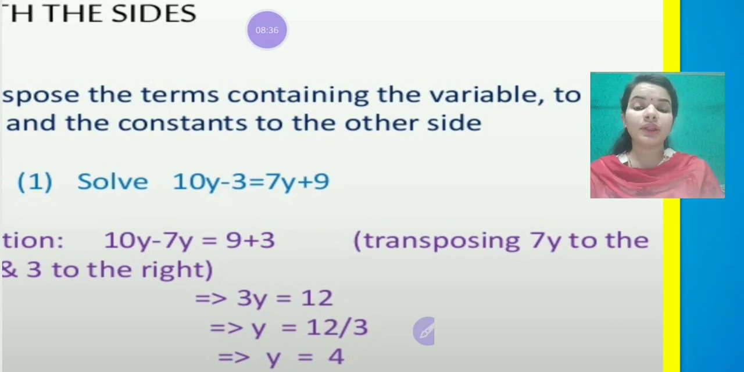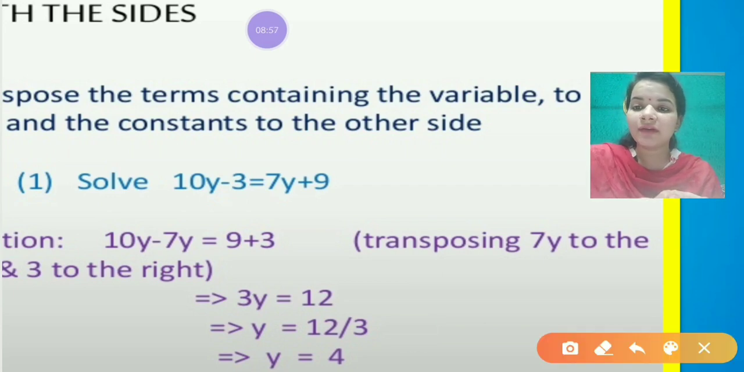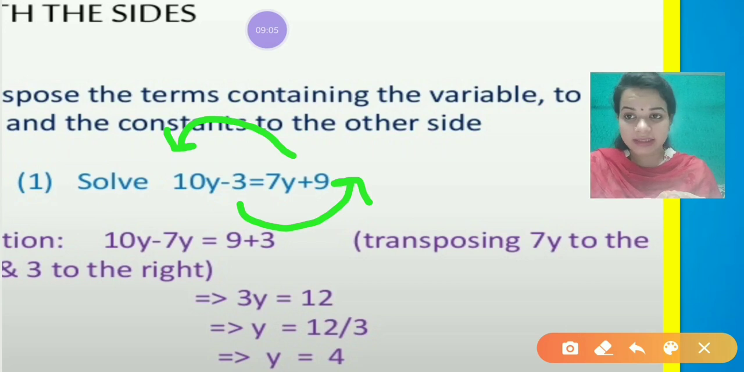So what to do in this case? Children, all the terms with the variable will come on the left hand side and the constants will go on the right hand side. You have to group the variables and constants together. As here in this example you can see, we have brought this 7y on the left hand side and we have taken this -3 to the right hand side, right?